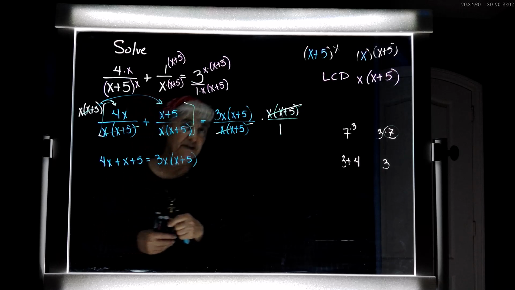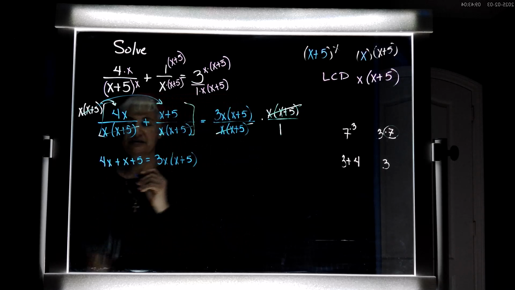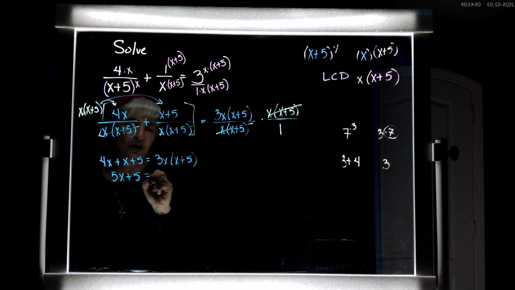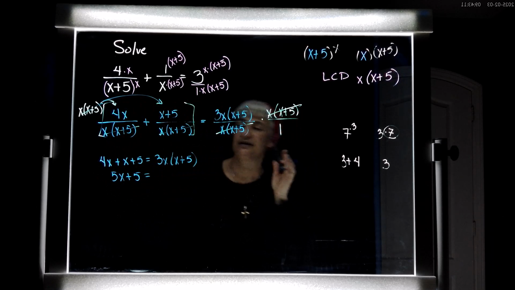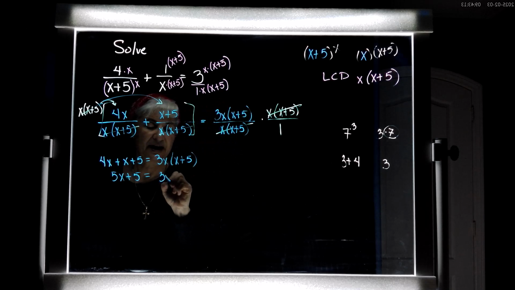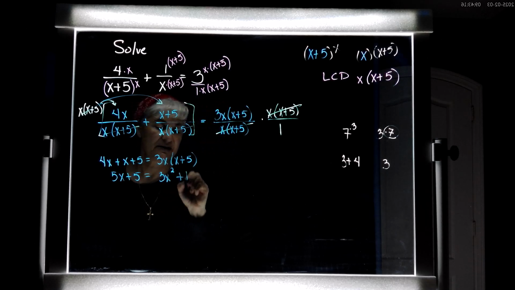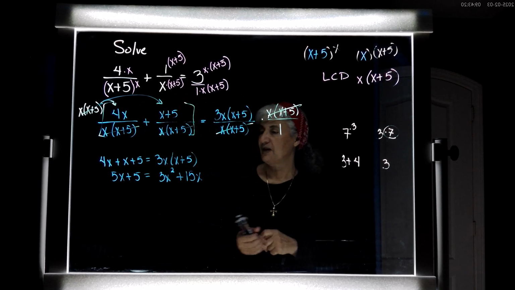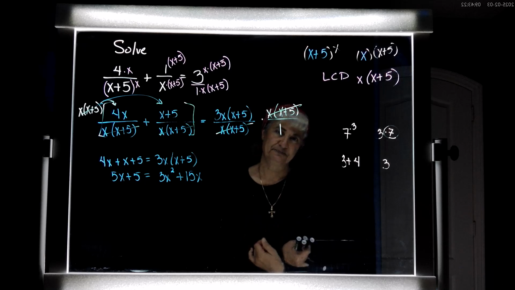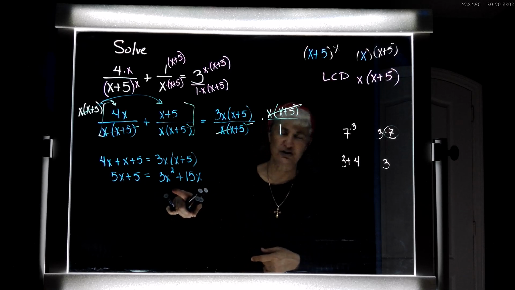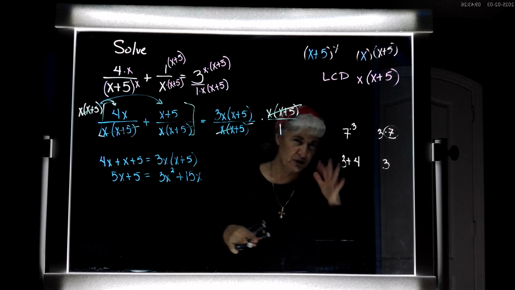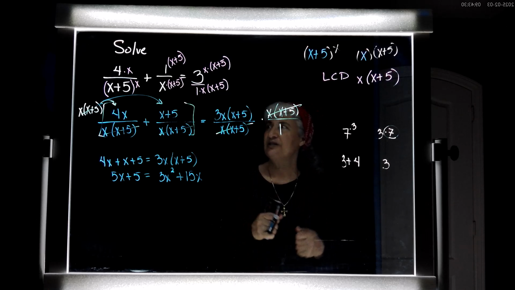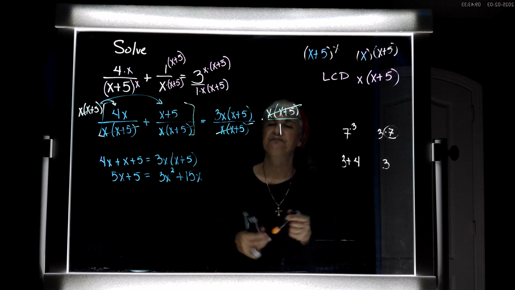What do we get on the left side? Yes, you get 5x plus 5. On the right side, good, 3x squared plus 15x. Wonderful. Okay, now what? Do you know what the key is in this line? Do you know which term tells you what you're going to have to end up doing? Some of you are like, yes, I know. And some of you are like, I'm not so sure. Here's the key.